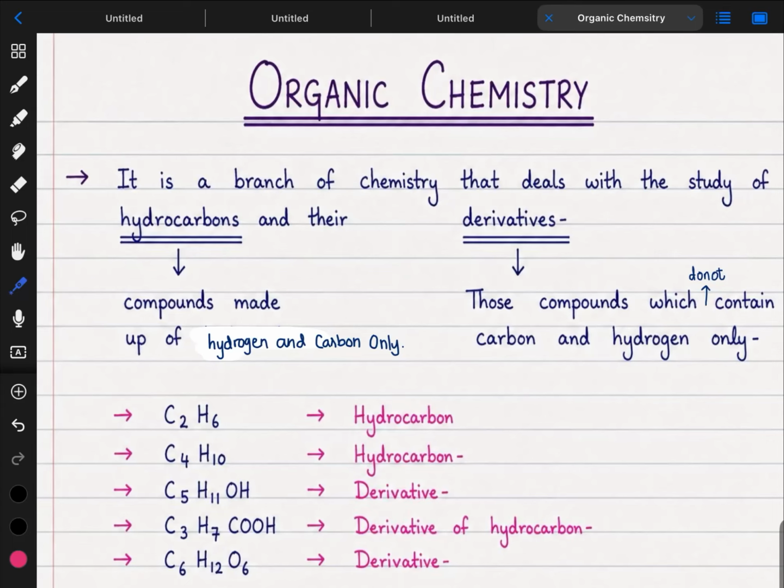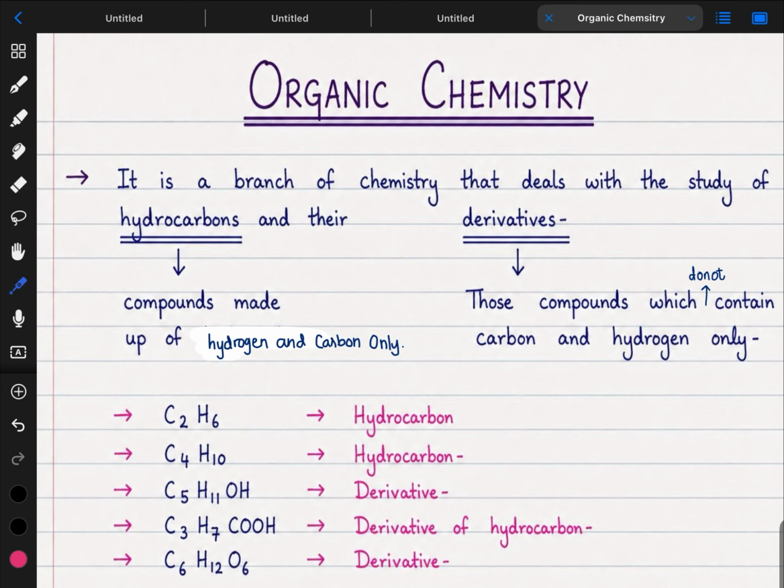Hey guys, welcome back to the CAIE lab, and today we're going to be mastering one of the most important topics of IGCSE and A-levels chemistry, organic chemistry. It's actually a branch of chemistry that deals with the study of hydrocarbons and their derivatives.